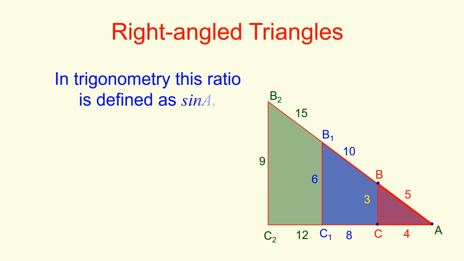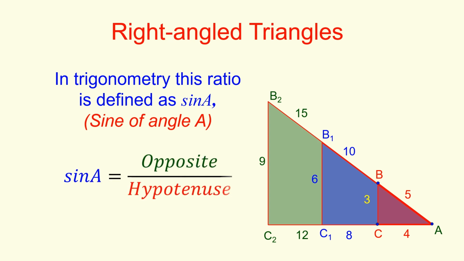In trigonometry, this ratio is defined as sine A, or sine of angle A. Sine A equals opposite divided by hypotenuse.